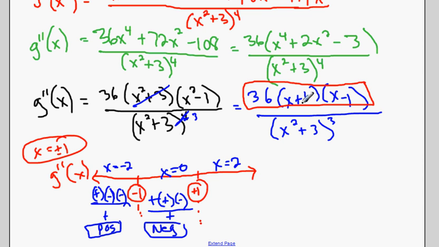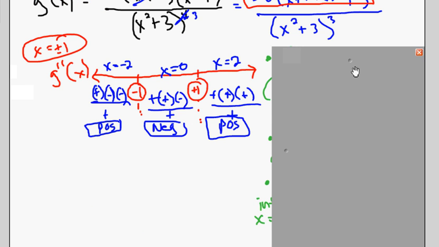And let's do positive 2. So 36 is always positive. 2 plus 1 is positive. 2 minus 1 is positive. And then a positive squared is positive, plus 3 is positive, and all of the third power is positive. So this is positive. That's going to tell me a couple things here.